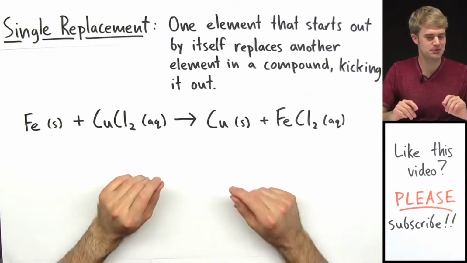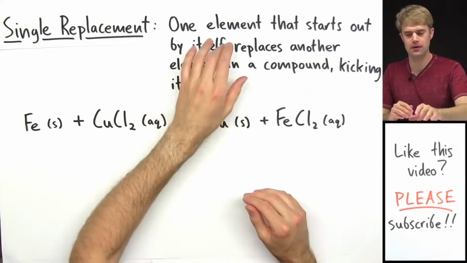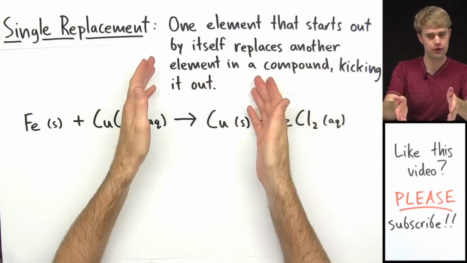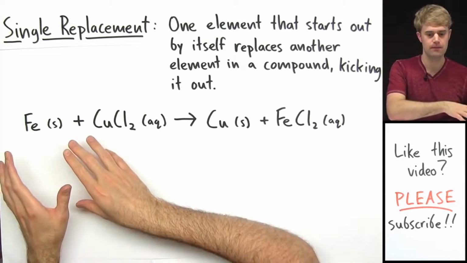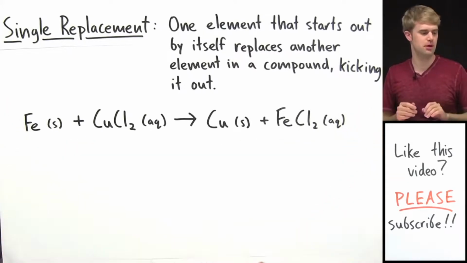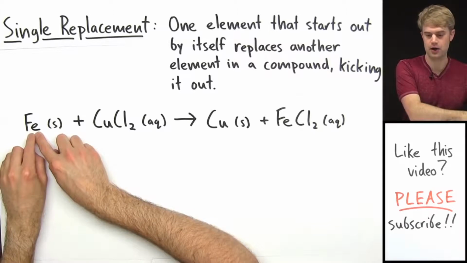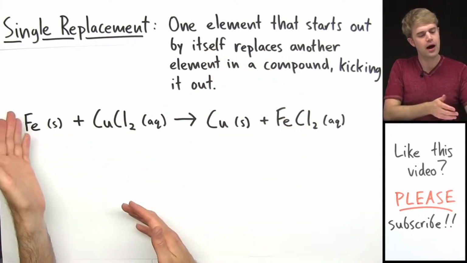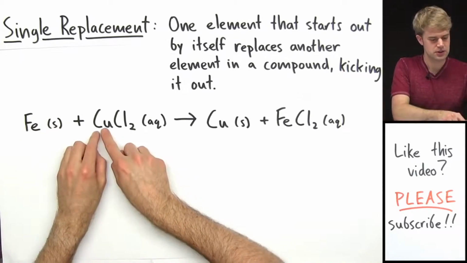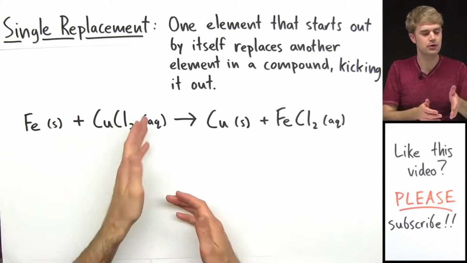So in a single replacement reaction, what happens is that one element that starts out by itself replaces another element in a compound, kicking it out. And here's an example to show you what I mean. We start out with iron, Fe, which is this element that's by itself. And iron combines with CuCl2, which is copper chloride.